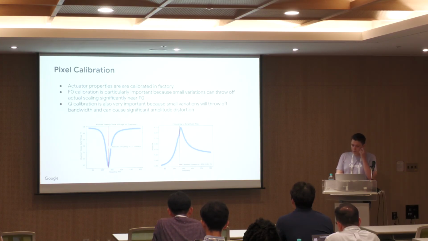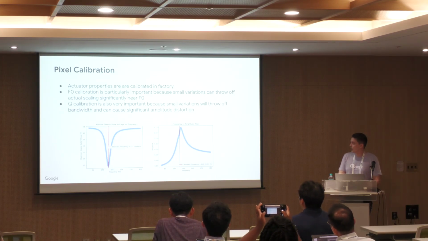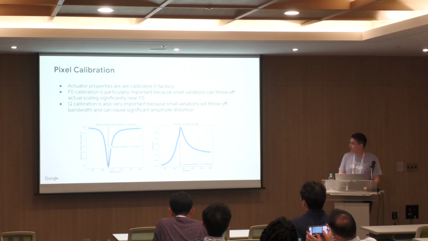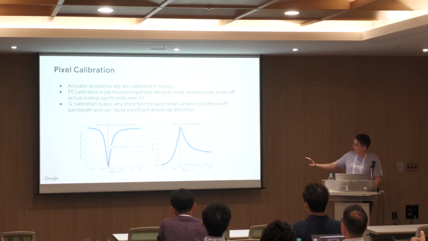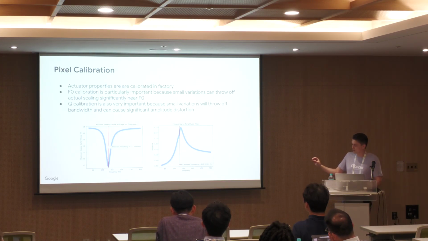So on Pixel phones, we use the factory calibration data. This includes the device's resonant frequency and the Q factor, as well as some other things like the DC resistance. This is really important to the output quality, particularly near the resonant frequency, because as you can see, the actuator output is very sensitive to voltage changes near the resonant frequency.